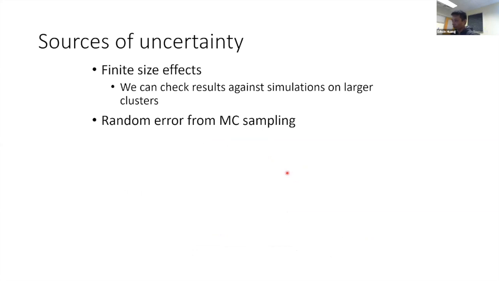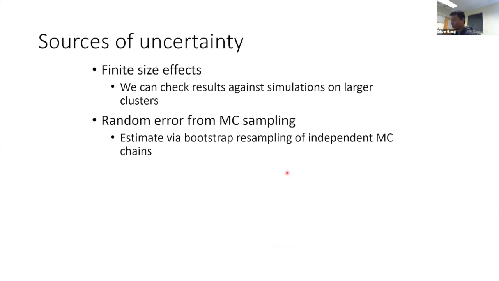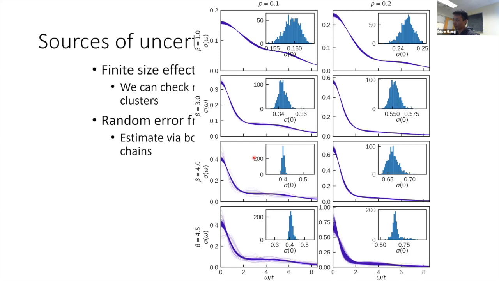There is also always stochastic random error from Monte Carlo sampling. We estimate this via bootstrap resampling. So we can take a subset, or we can resample the set of all of the Monte Carlo Markov chains, and then perform the same procedure and see how much spread there is in the final result. So these are examples of that procedure.